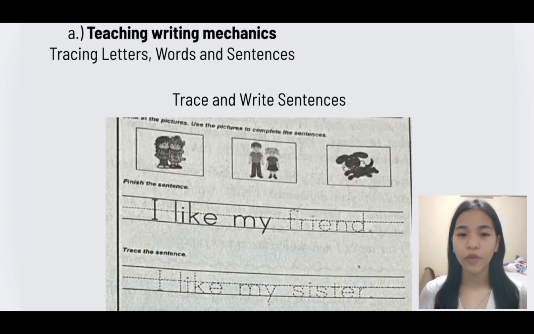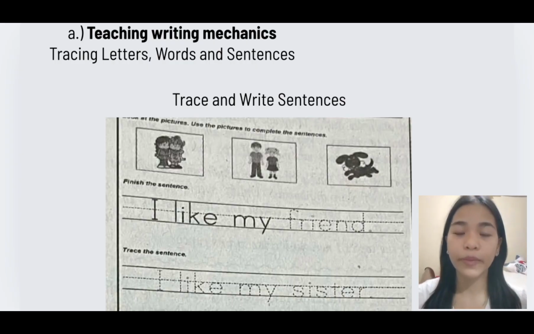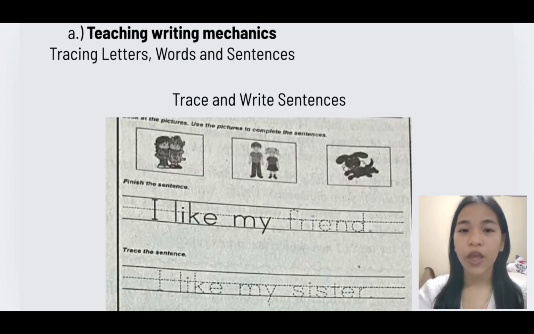For continuation, we have our teaching writing mechanics, which is tracing letters, words, and sentences. So, we have had this since kinder. Our teacher taught us how to first improve our tracing of letters. It helps us develop our fine motor skills, as tracing improves hand-eye coordination and strengthens the small muscles in the hand.